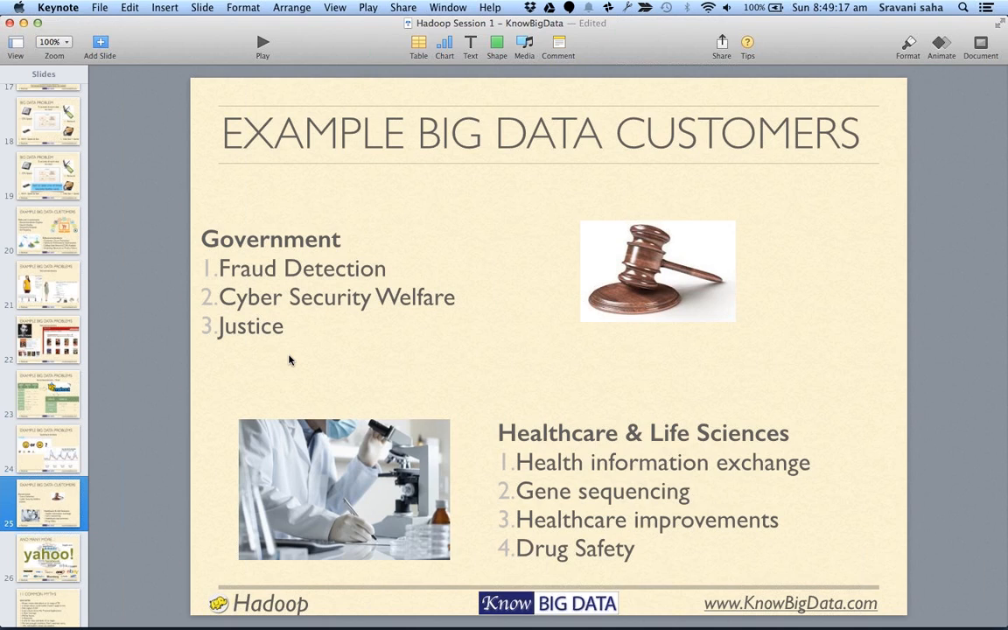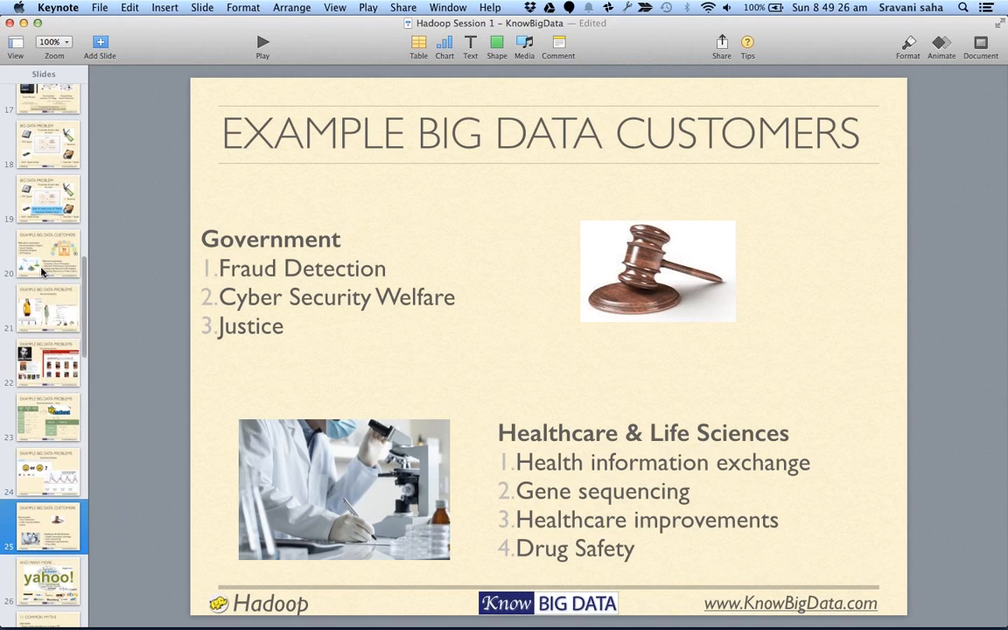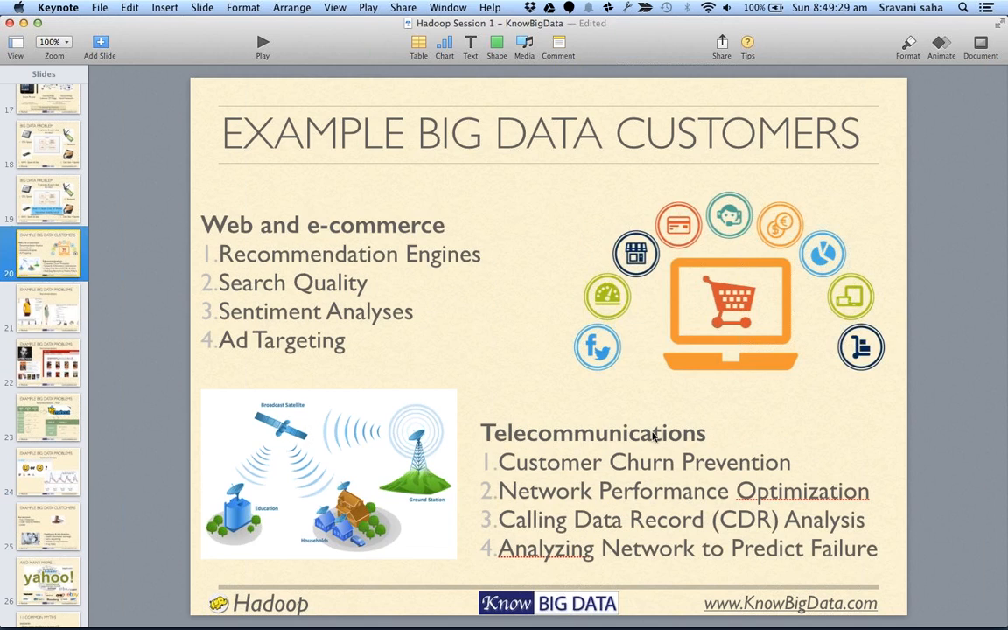All right. There are some more big data customers such as government, healthcare and life sciences. And there are telecommunications companies like Vodafone and Airtel. They use big data to avoid customers leaving them, and to optimize network performance in order to cater to more users and give a better experience.